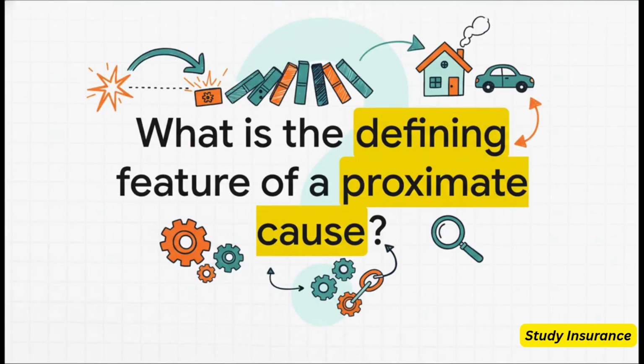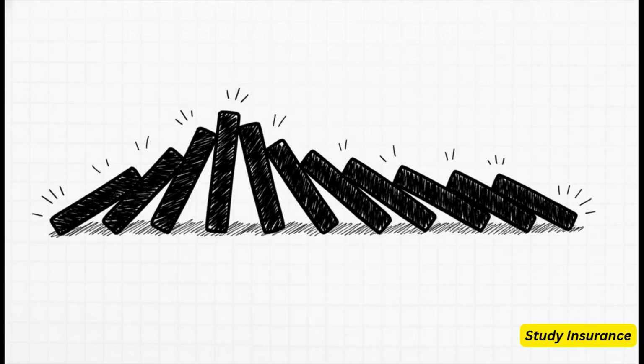Question number 2. What is the single defining feature of a proximate cause? Is it A, it is the last event before the loss? B, it's an event not covered by insurance? C, it starts an uninterrupted chain of events? Or D, it's always the most obvious cause? The answer has to be C. It starts an uninterrupted chain of events. That whole domino effect idea, that is the number one thing you need to remember.